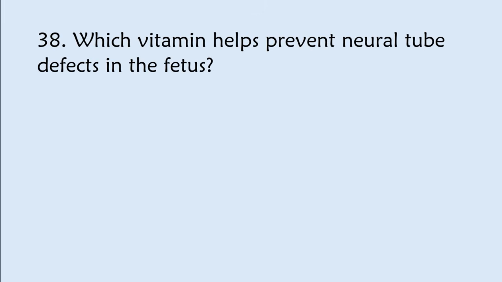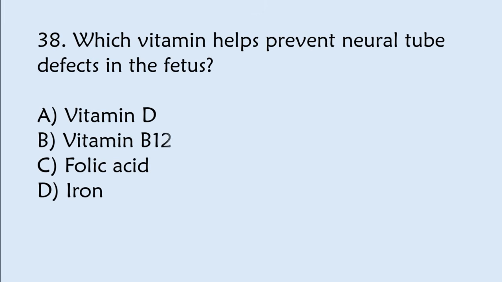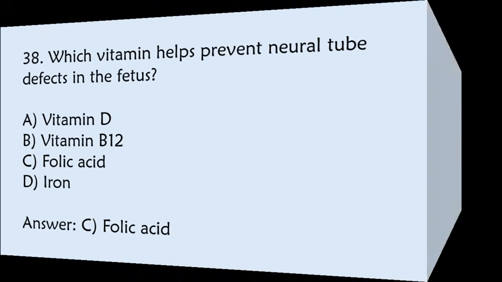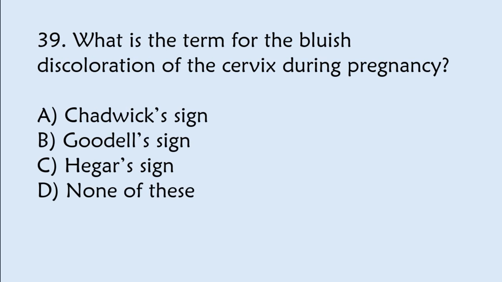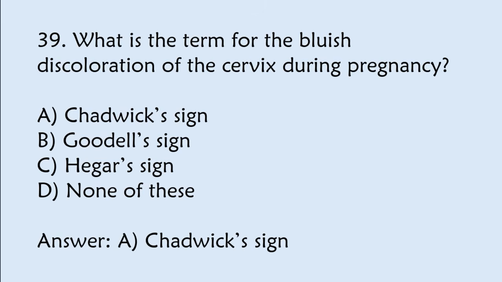Which vitamin helps prevent neural tube defects in the fetus? Vitamin D, vitamin B12, folic acid, iron. Correct answer is option C, folic acid. What is the term for the bluish discoloration of the cervix during pregnancy? Chadwick's sign, Goodell's sign, Hegar's sign, none of these. Correct answer is option A, Chadwick's sign.